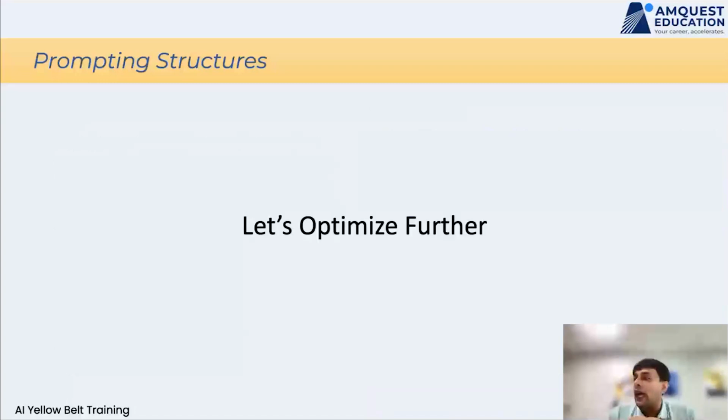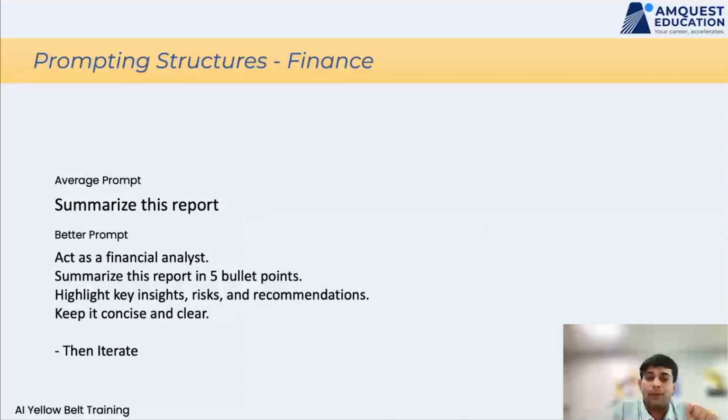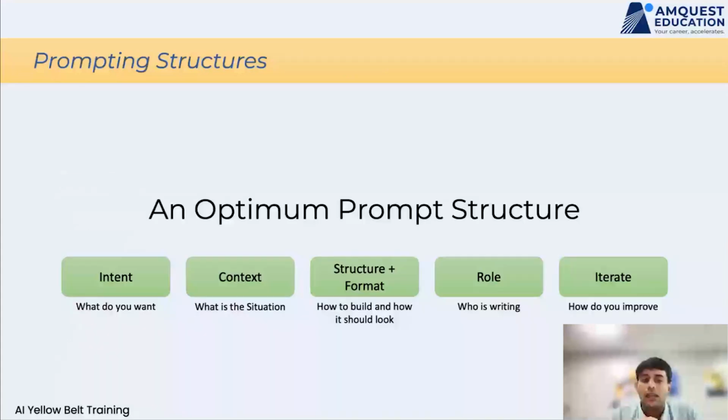All right. Now, so far, all of you are with me when we spoke about this optimum structure. I'll go back to that slide so that everybody understands. All of you are with me because we are going to add one more parameter to this entire structure. Is everybody with me? Intent, context, structure and format, role and iterate. Are we all together so far? Very nice. I see a lot of yeses, a lot of thumbs up. Now in the exact same thing, we will just add one more variation and improve this same structure by adding just one more parameter.